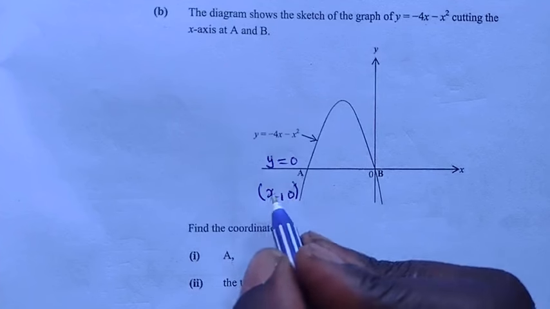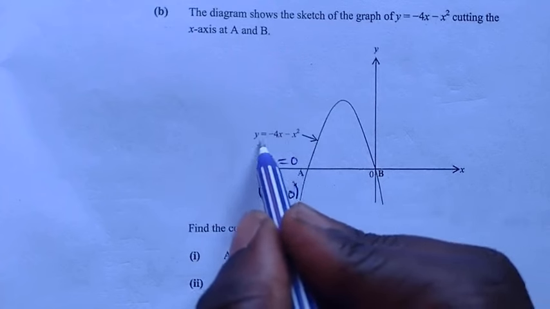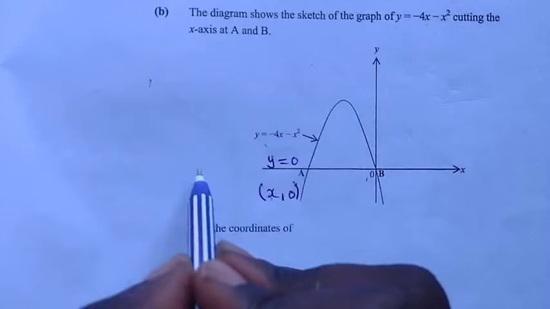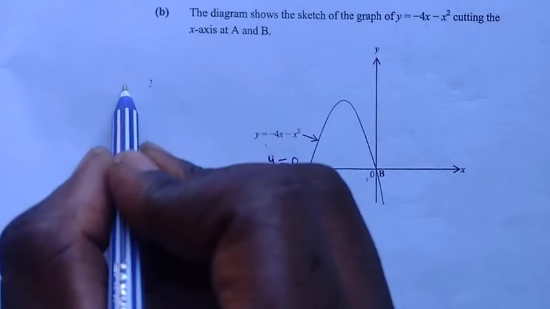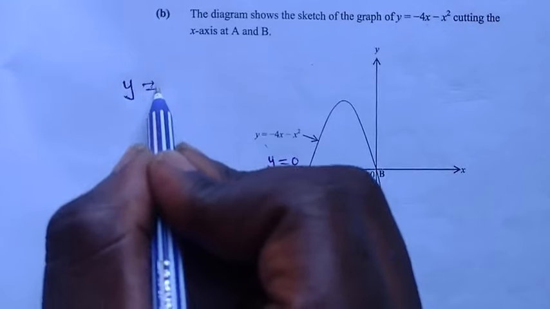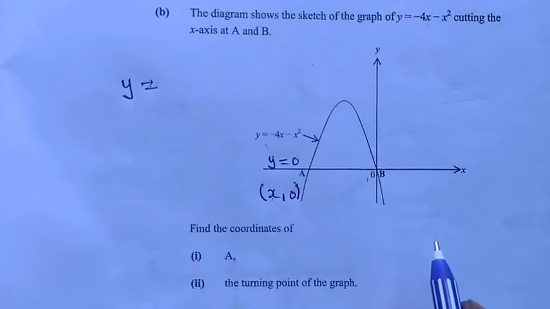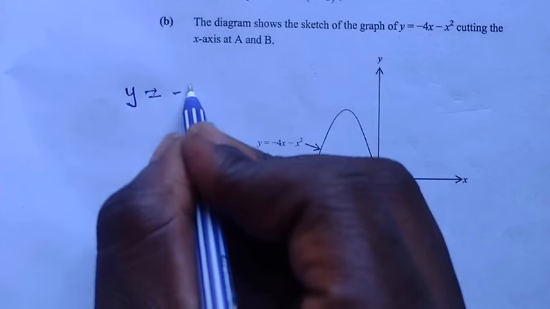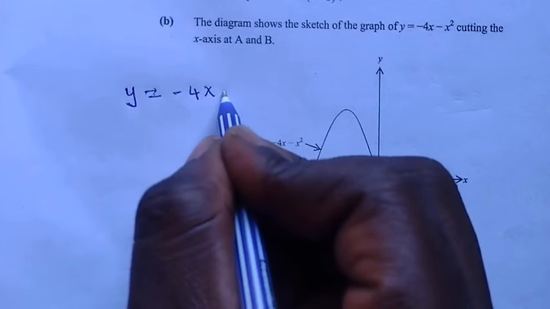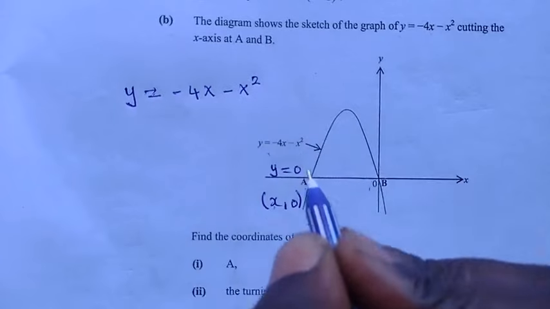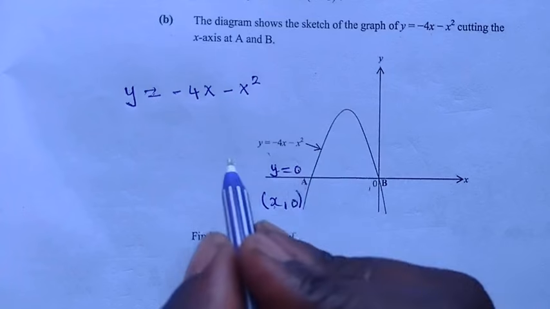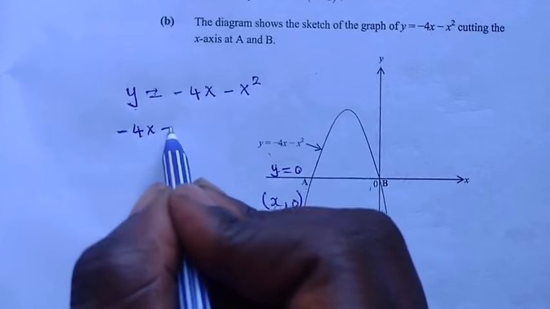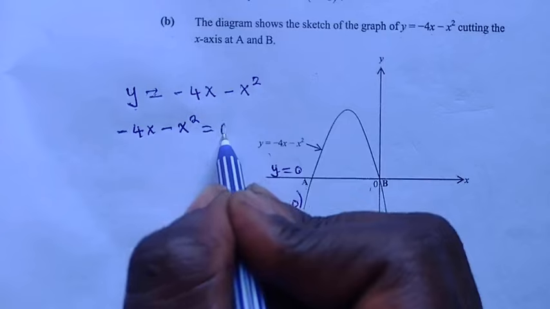How do we find the x coordinate? We are going to use this function that we have been given for this graph. We will use the same function where we just say we have y equal to negative 4x minus x squared. So we have said y is equal to 0. So right here where there is a y, we are going to put a 0. So we are going to have negative 4x minus x squared is equal to 0.